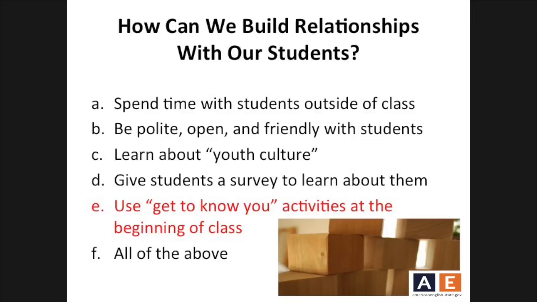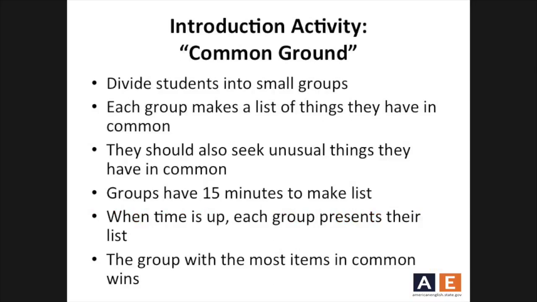I also encourage you to use those activities for relationship building by showing students what you have in common with them. I'm going to share some example activities you could use to do this. The first activity I'd like to share is called Common Ground. Students should be in small groups of 3 to 4 people, and you should ask each group to make a list of things they have in common. For example, eye color, shoe sizes, or gender.